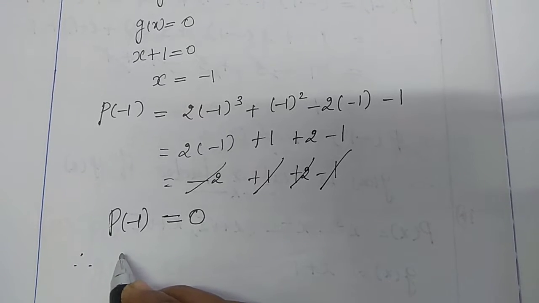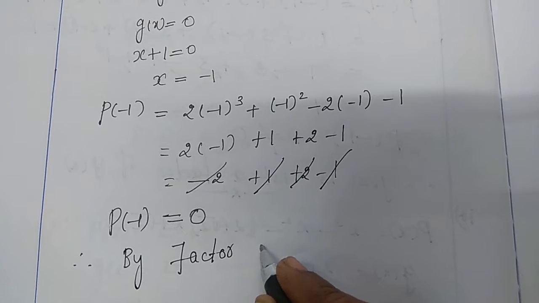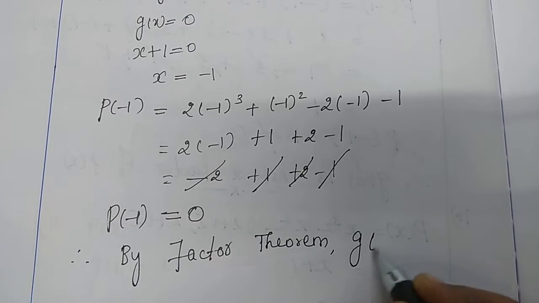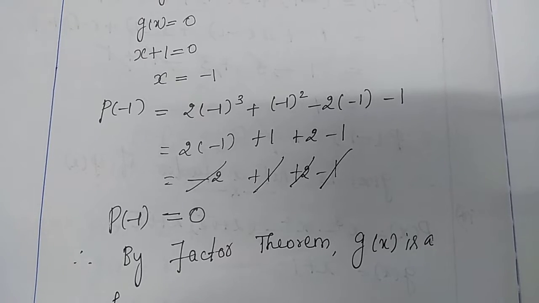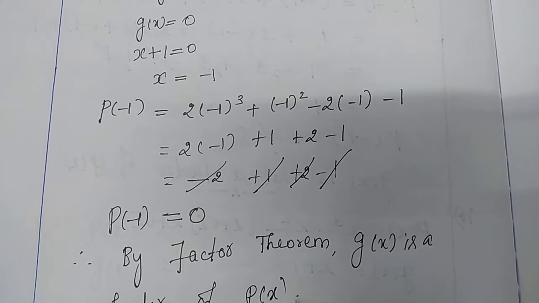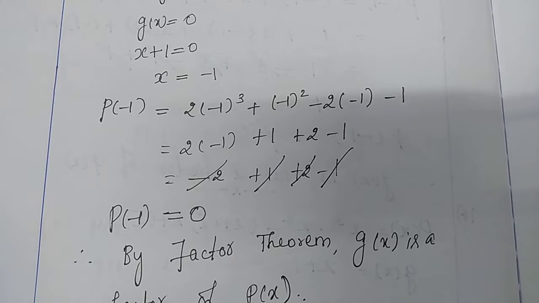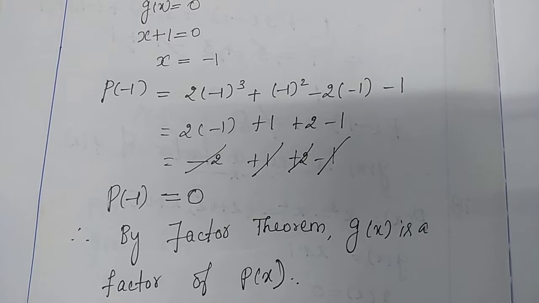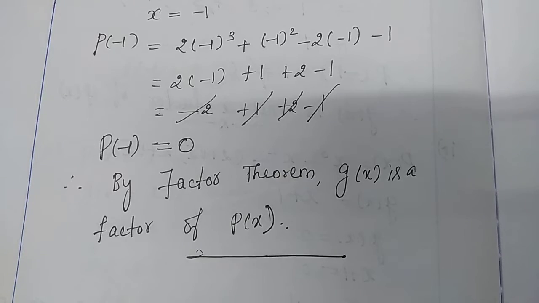Therefore, by factor theorem, our g of x is a factor of p of x. By factor theorem, g of x is a factor of p of x. Division number 1 complete. Now to the division number 2.